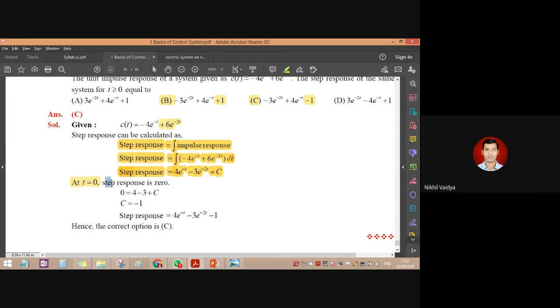So we generally calculate the value of C by putting t is equal to 0. Okay. Then we will get C is equal to minus 1. When we put C is equal to minus 1, we will get this particular answer. Okay, so this is the answer. So the correct option is C.